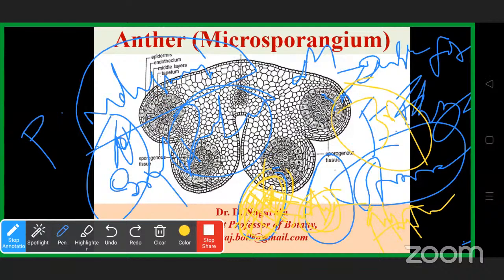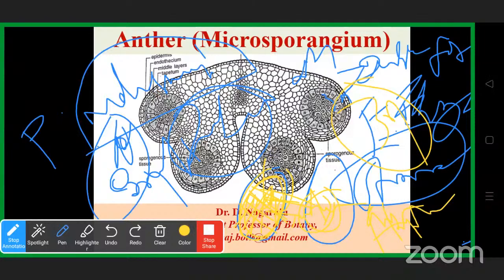Parthenocarpy: without fertilization, without the fusion of male and female, the fruit is formed; that we call parthenocarpy. That all we will discuss. Okay, these are the overall topics. Apomixis: without mixing of the male and female gametes, embryo formation takes place. Apogamy, apospory, that we will discuss. Apomixis, important question.